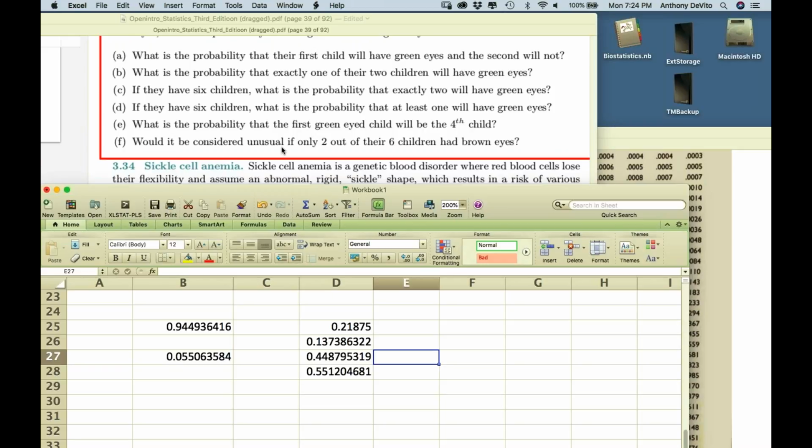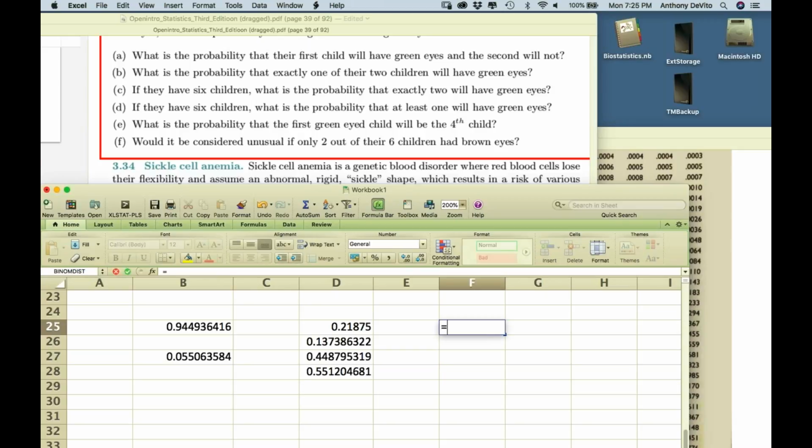Would it be considered unusual if only two out of the six children had brown eyes? Only two out of six. Okay, how unusual is that? Let's see. Two out of six children. Is that an unusual event?